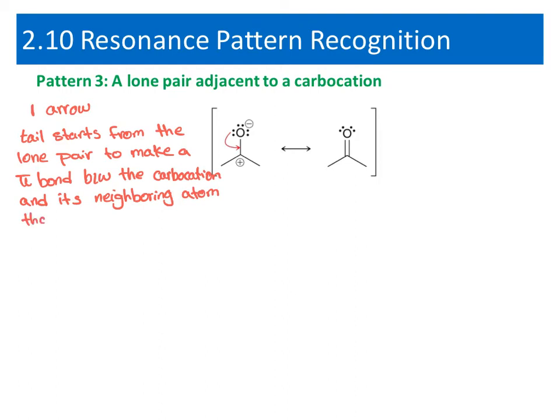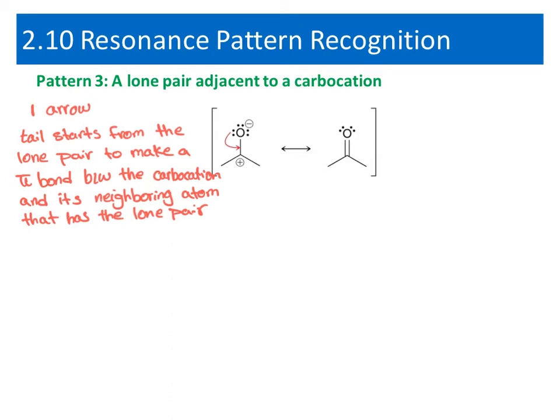That has a lone pair. So if you look at here, the tail starts from the lone pair to make a double bond between the carbocation and the atom that had the lone pair. So to make a double bond between carbon and oxygen here.